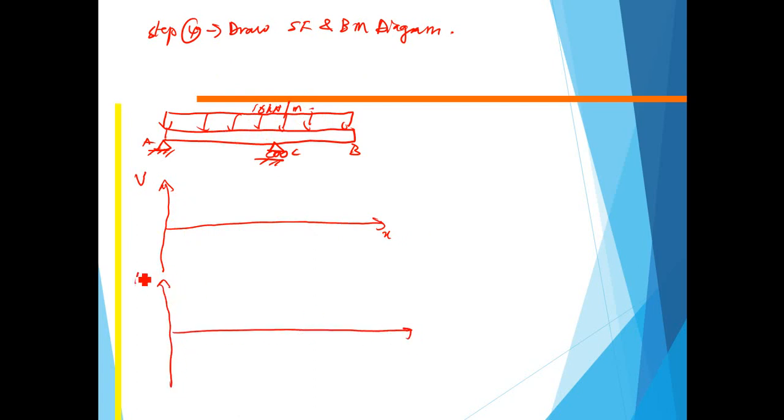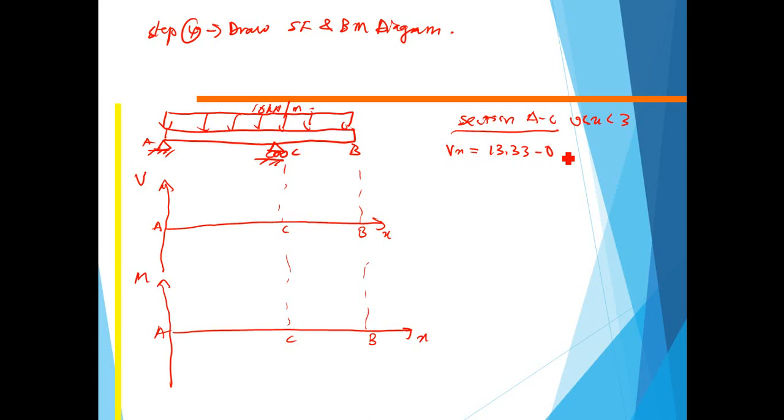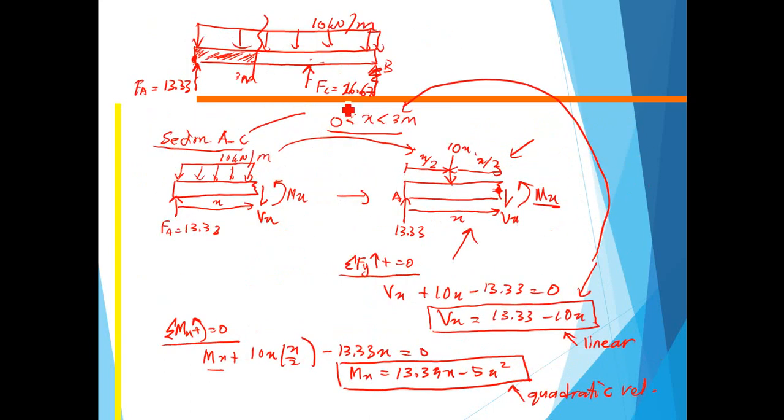So now let me sketch the axis for V, shear force, versus x, and also the other one is M versus x. Here will be point A, same here, and then here will be point C and point C, and here will be point B and point B. Okay, so as we already calculated for section AC, where x is valid from 0 to 3 meter, we have Vx equal to 13.33 minus 10x. Okay, so this is from the analysis of section AC.